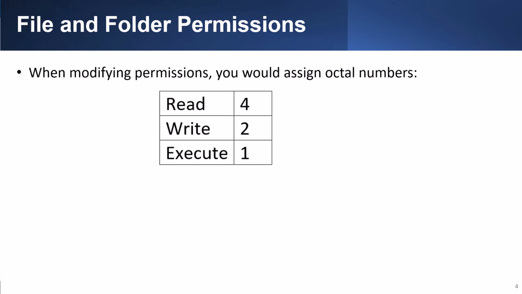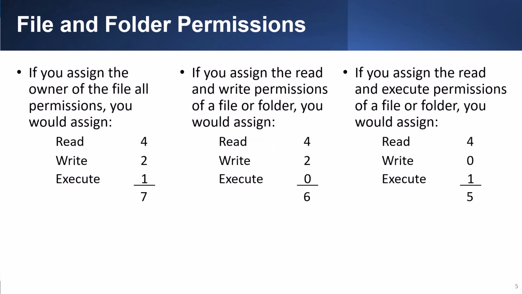When modifying permissions, you would assign octal numbers. Read 4, write 2, execute 1. If you assign the owner of the file all permissions, you would assign read is 4, write is 2, execute 1, you add them up, and you have 7.